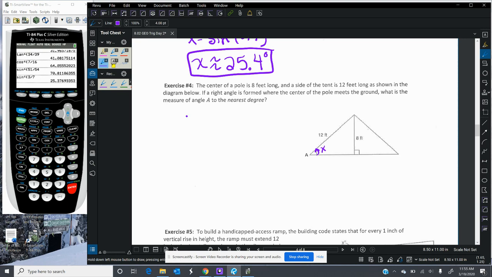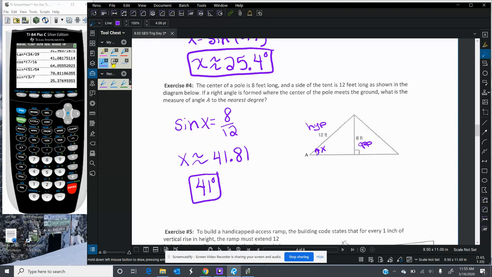So from here we have the opposite side and the hypotenuse. So sine function is opposite over hypotenuse. So we have sine of angle x equals 8 over 12. X will be approximately 41.81, which is going to round to 41 degrees.